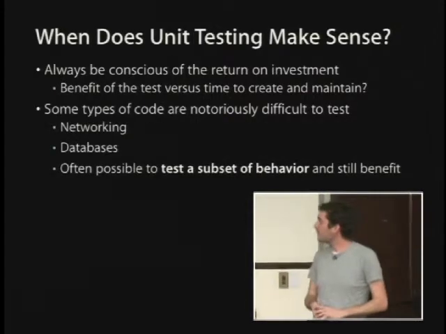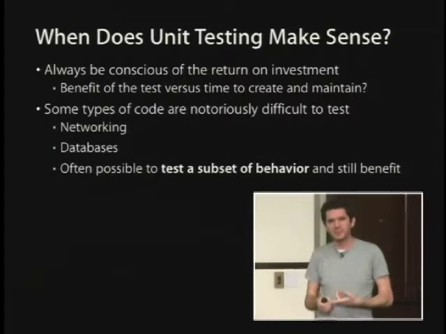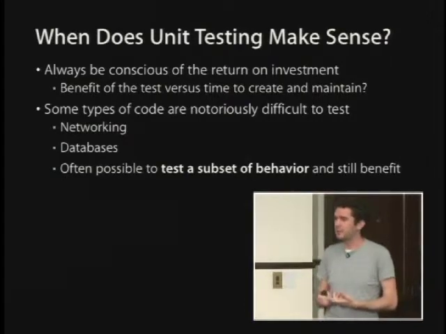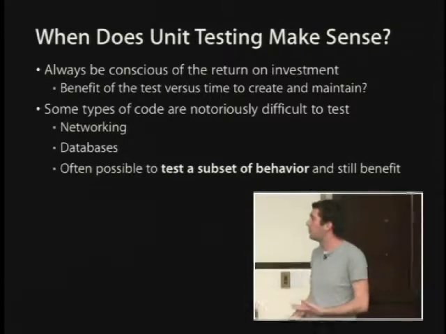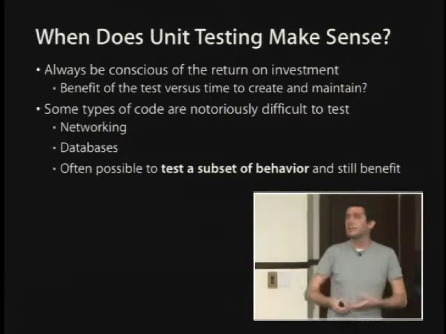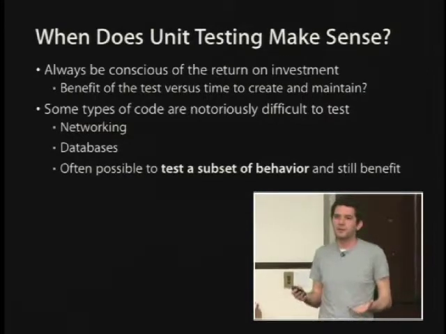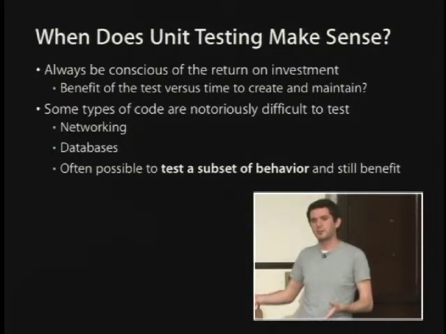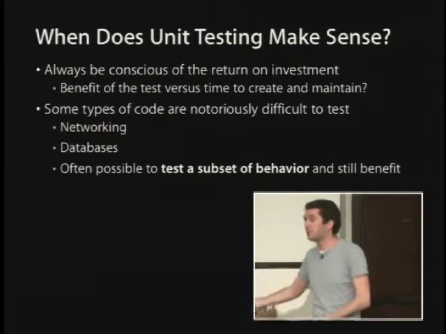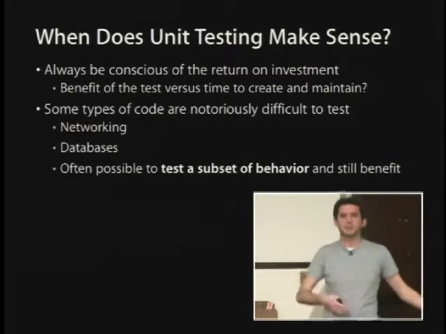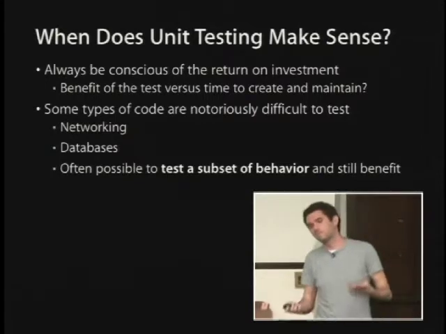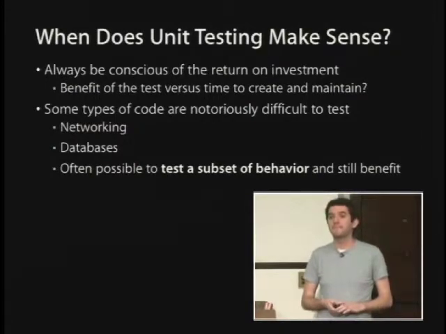Also, some types of code are just difficult to test. A lot of this self-contained thing I was talking about is really hard to accomplish if you start talking about networking code or database code. You can often test a subset of the behavior, like verify that the results of your database fetch are processed correctly, but not necessarily do the actual database fetch. Is it possible to test user interface code, stuff like view controllers and stuff?